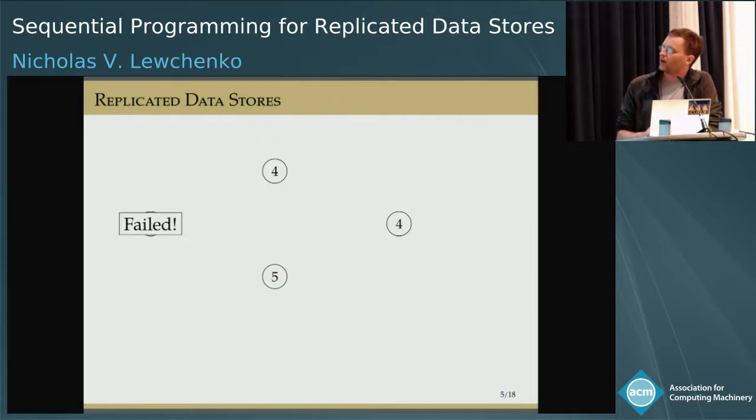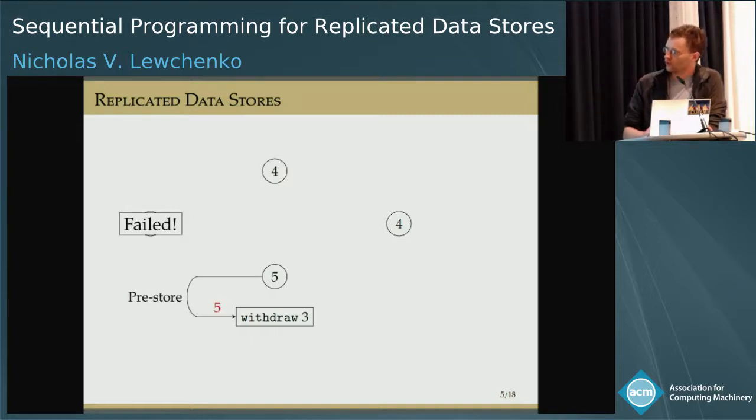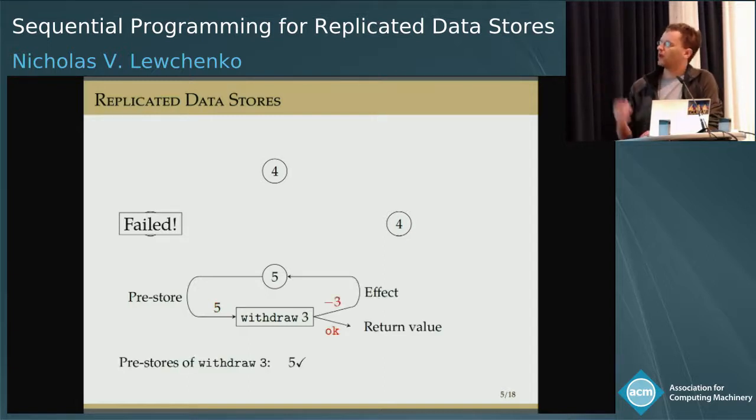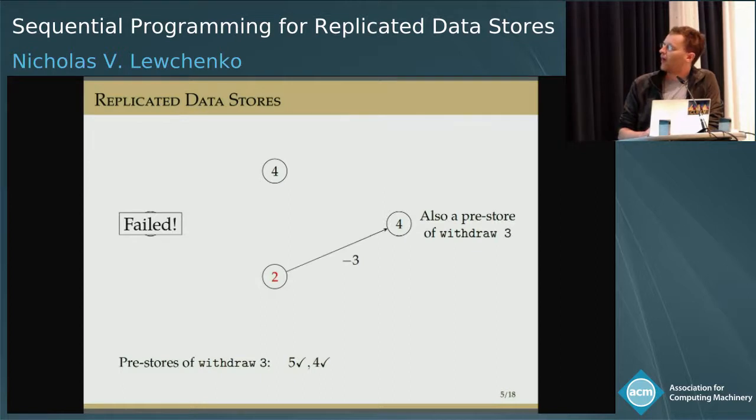So if we look back at our network and we want to run a withdraw operation, the withdraw can look at the pre-store, so that's the state of its store before it starts, and see that there's enough value in this account or whatever to actually withdraw, and so it'll produce a subtracting effect and a return value that says it did it. So that value 5 is one pre-store, but there are more pre-stores than just that one. As that effect propagates through the network, everywhere it applies becomes another pre-store that we have to consider.